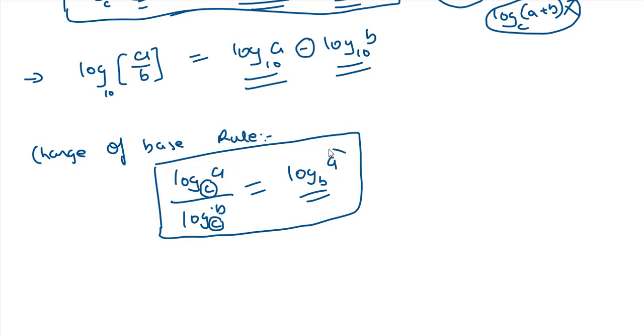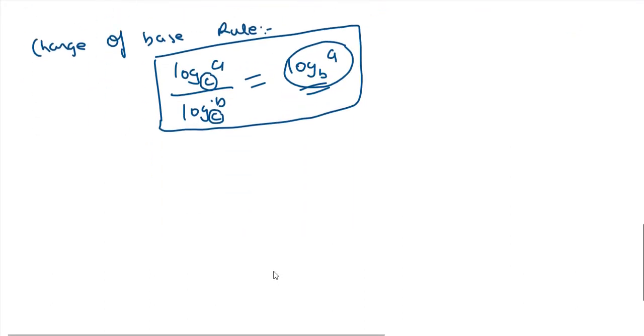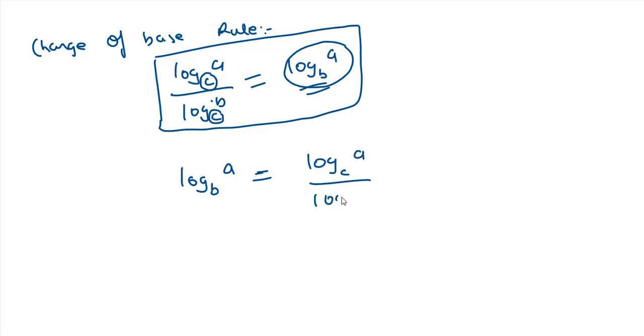You can go the other way around also. So if you have a logarithmic expression which is of the form log a to the base b, then this can be written in some other base. We can change the base to, let's say, some other base c. We can write this as log a to the base c upon log b to the base c. So this is basically your change of base rule, and this will be helpful in solving a lot of problems.